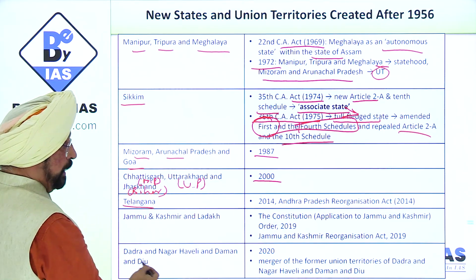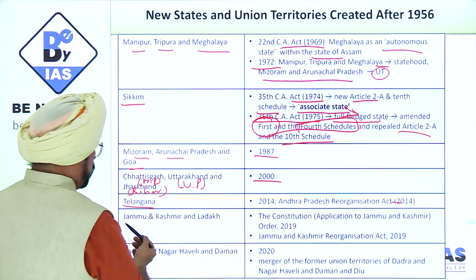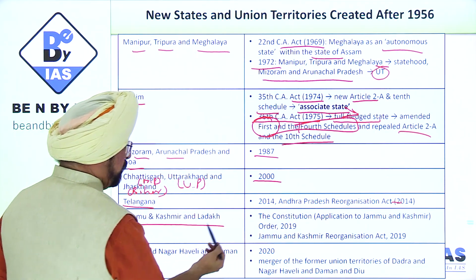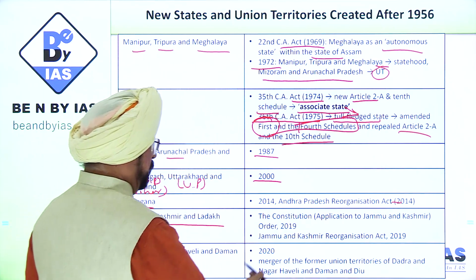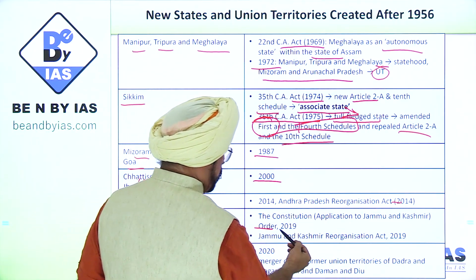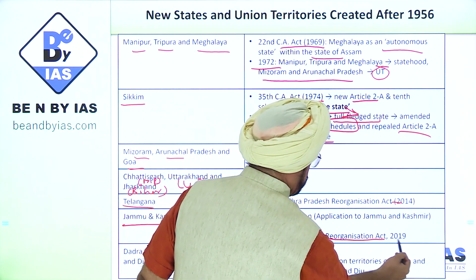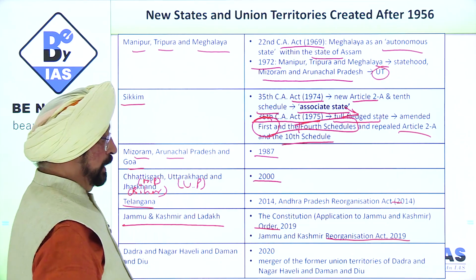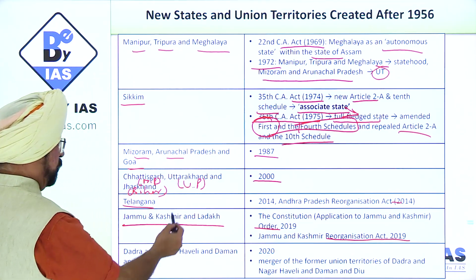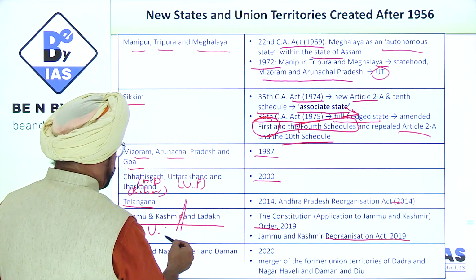Telangana from Andhra Pradesh in 2014. Jammu and Kashmir and Ladakh: last year, we have seen the Constitution Application to J&K Order. It was an order. The Jammu and Kashmir Reorganization Act was passed in 2019, and Jammu and Kashmir and Ladakh were made UTs.